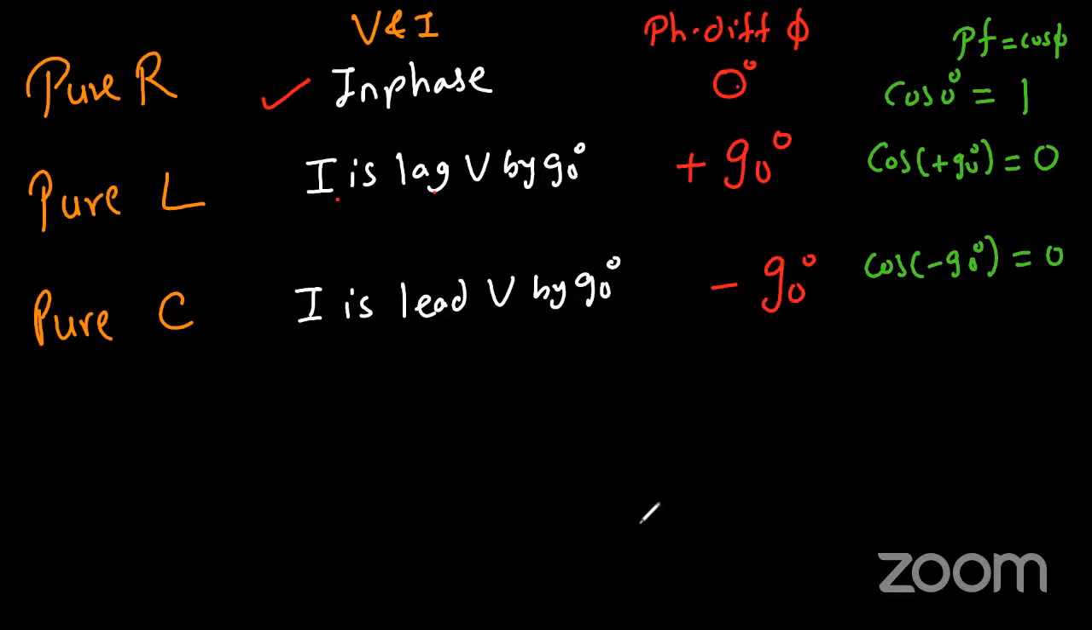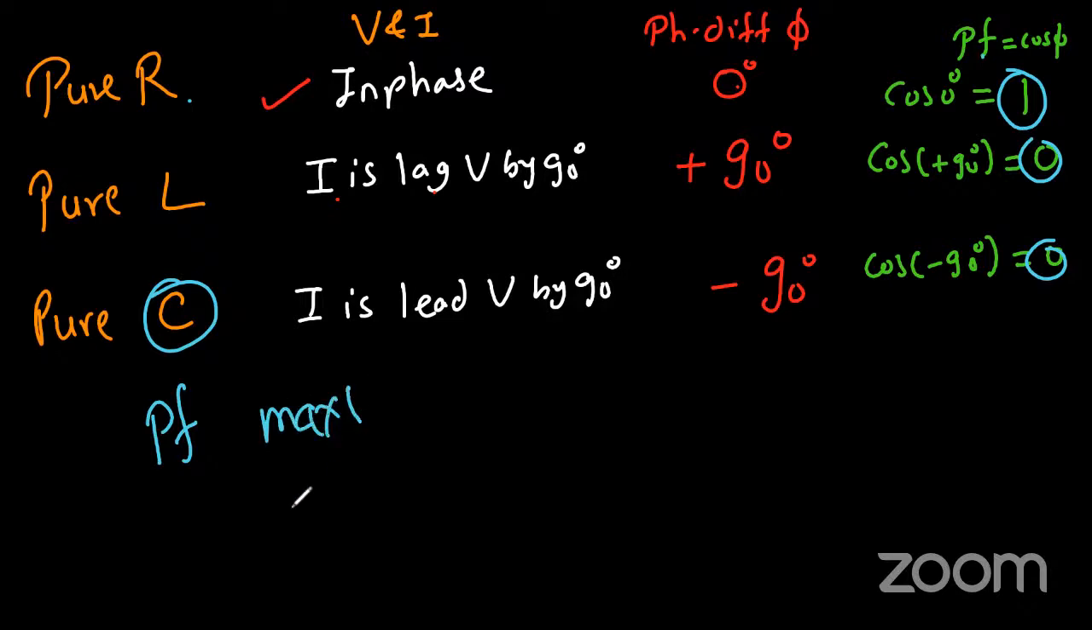So exam में किसी ने पूछा, वाइवा में किसी ने पूछा कि what is the power factor for the resistor circuit? Answer is 1. What is the power factor for the capacitive circuit? Answer is 0. And what is the power factor for the inductive circuit? Answer is 0. ठीक है? ये concept याद रखना. Power factor is maximum 1 and minimum 0.